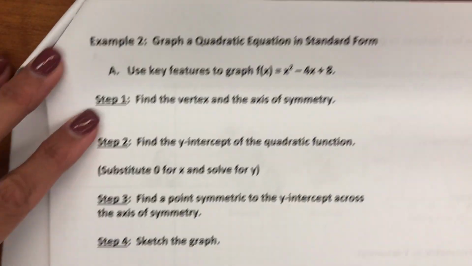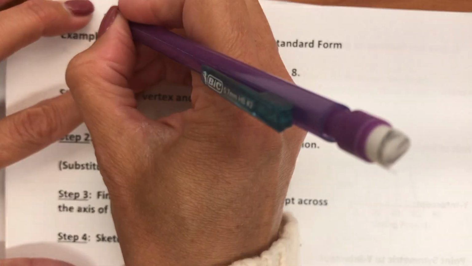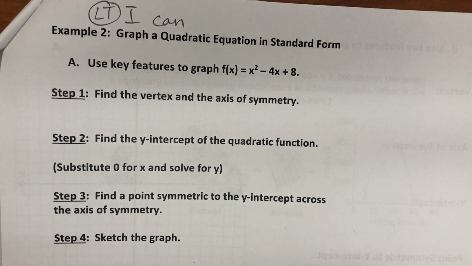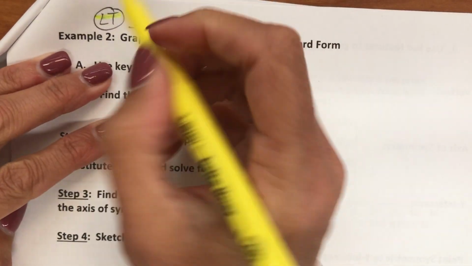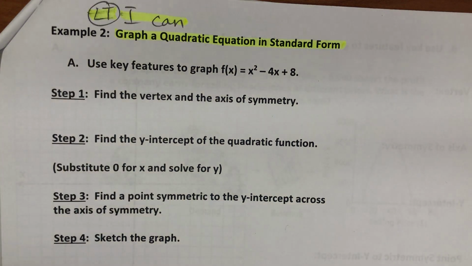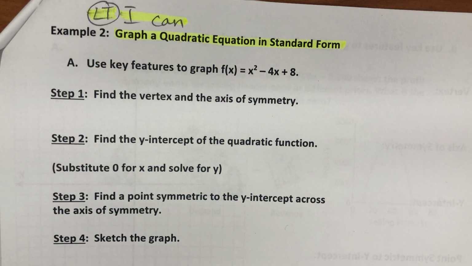Let's go to the next page. We're going to go on to our next learning target here. I can graph a quadratic equation in standard form. So we just found the vertex. Now we're going to graph the whole thing. So finding the vertex is actually the first step in graphing.